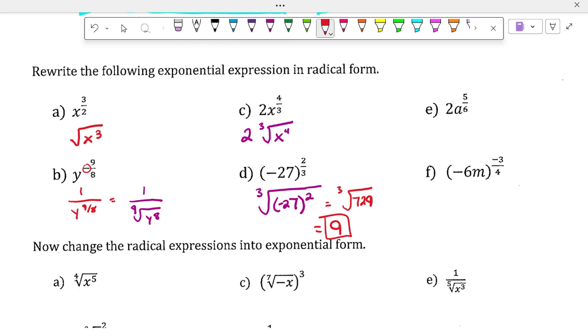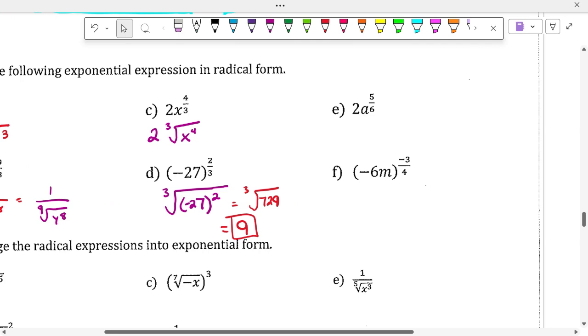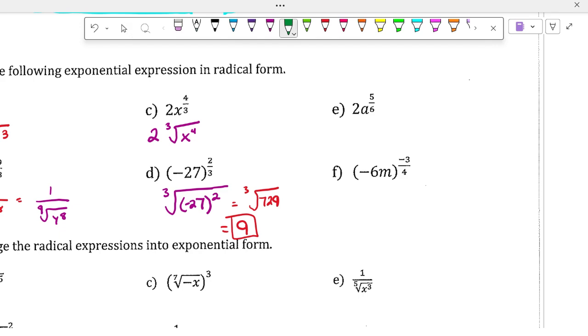All right, what about letter F? So everything's in parentheses, which means what happens? Everything goes under the radical. So what type of radical do I have? It's a fourth root, but what else is true about the exponent? It's a negative exponent, which means it's going to be moved where? To the denominator. So whatever we do, it's going to be moved to the denominator.